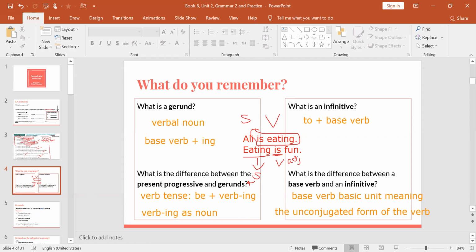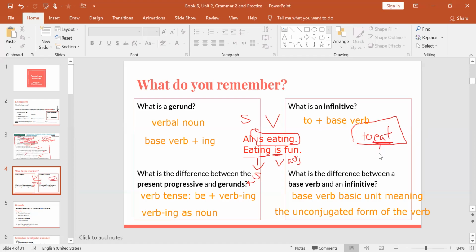Oh yeah, and so the base verb and infinitive before we do that. So the base verb, for example, you have "to eat". This you can use in sentences. I like to eat. We came here to eat. But the base verb is just the eat part.